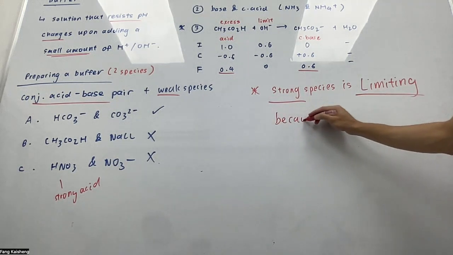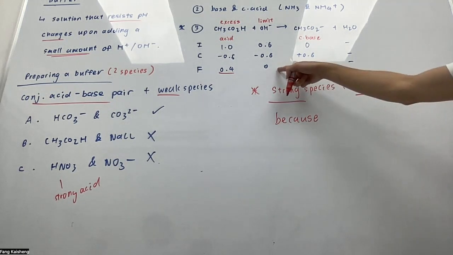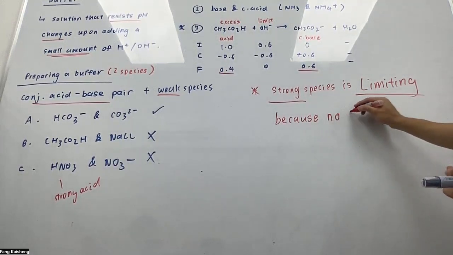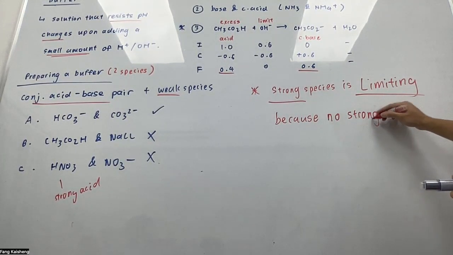Limiting, because limiting means you'll end up with zero. Can you all see that? I need you all to understand the logic and not just memorize whatever I tell you. Strong must be limiting because you cannot have any of it left inside the buffer. You will ruin the whole thing. Okay, so because no strong species in buffer.